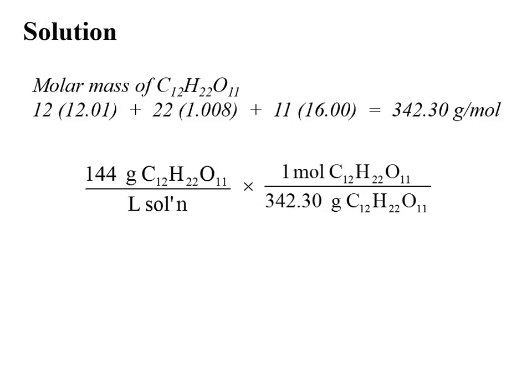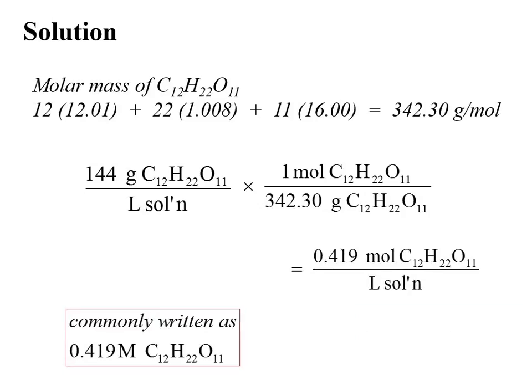So how many sig figs? Everybody's tired. How many sig figs? 3. Yep, 3 sig figs. And I would tidy it up with the big M. 3 sig figs gives me 0.419. I would put a big M for molarity, and then I would put what the solute is, C12H22O11. Not bad.